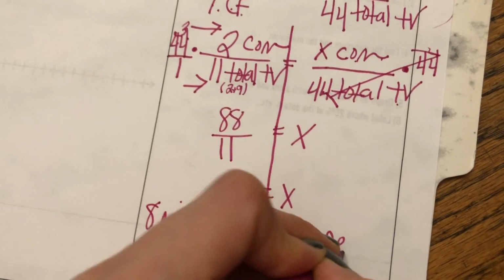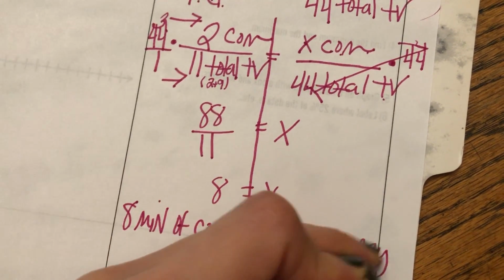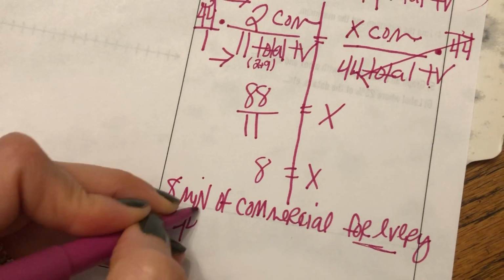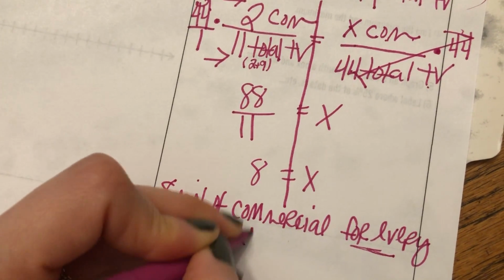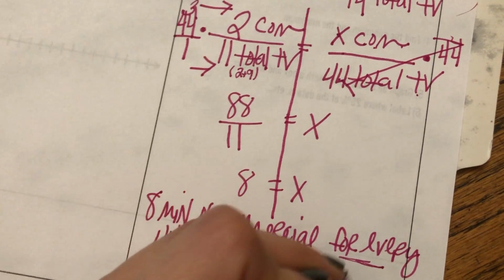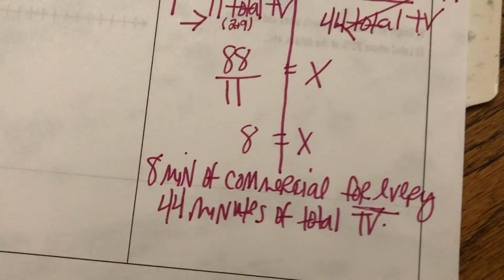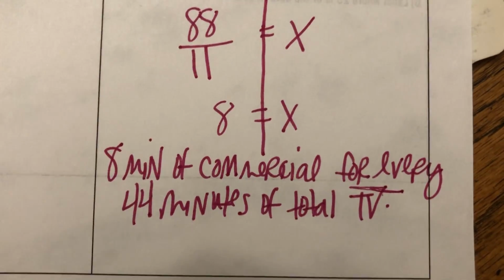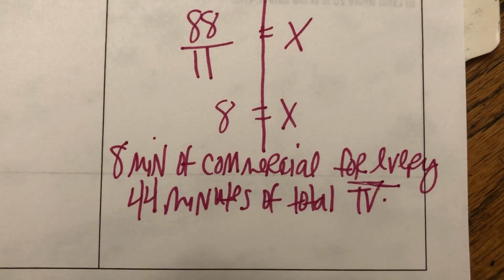for every, that's my ratio statement, right? For every 44 minutes of total TV. So make sure you have this statement, 8 minutes of commercial for every 44 minutes of total TV. And you're done.